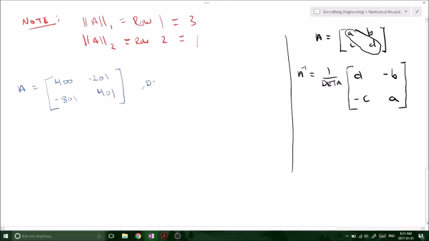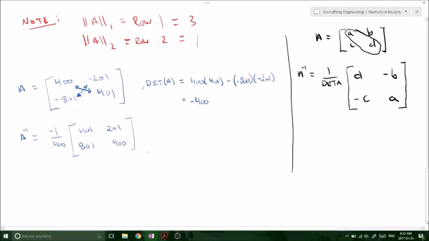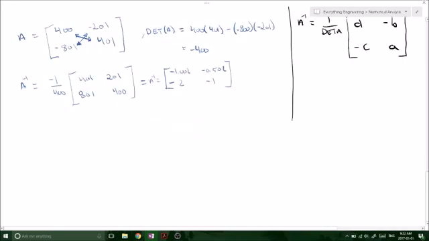Okay, so the determinant, remember it's just these two diagonals multiplied by each other, and you subtract the other diagonals multiplied by each other. So we got 400 times 401 minus negative 800 times negative 201, negative 400. So A inverse, negative 1 over 400. Remember, swap the diagonals and throw a negative in front of the other diagonals. Therefore, A inverse equals this. Okay, so now we need to find the norms of these matrices, right?